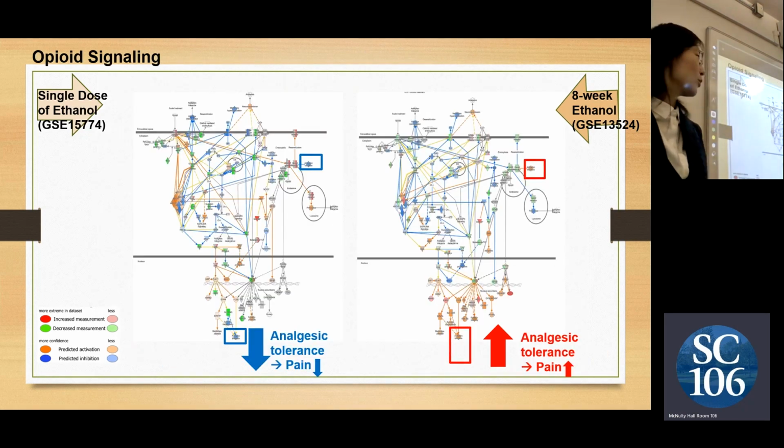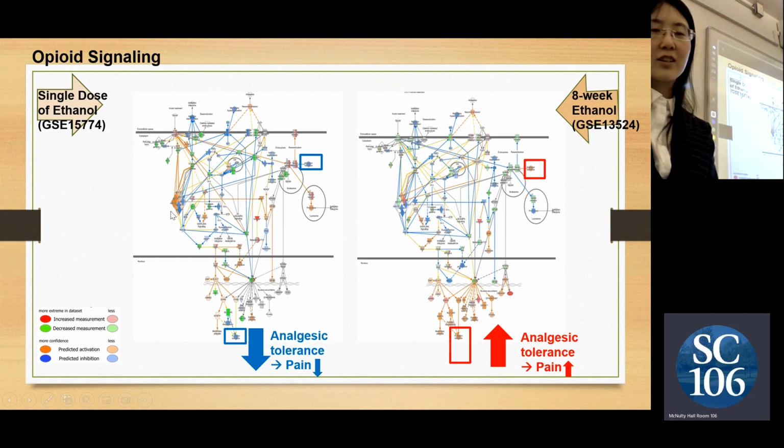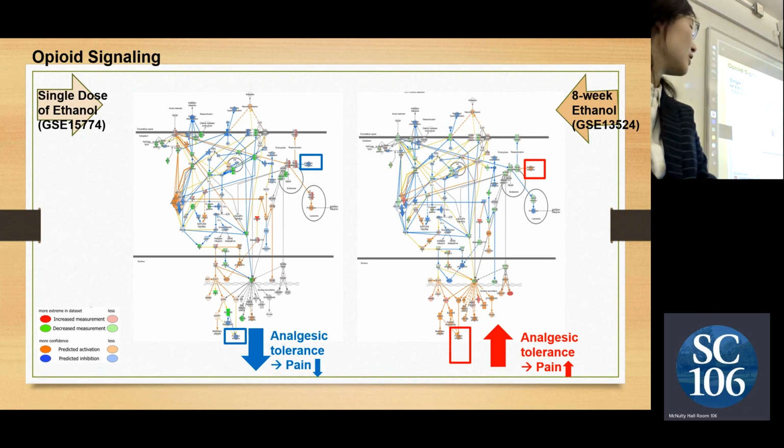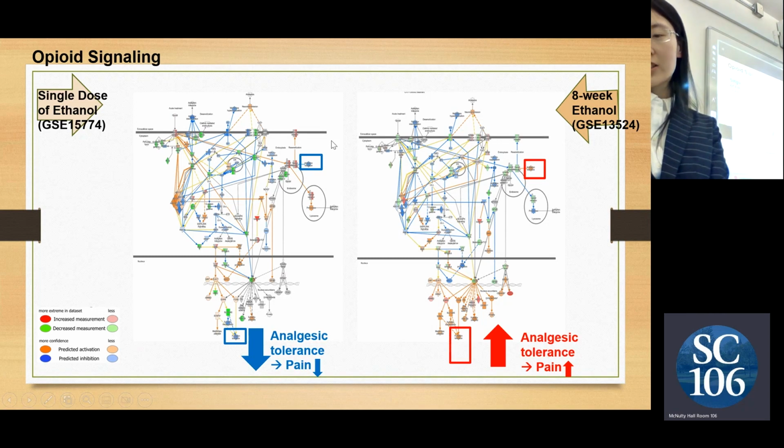The second pathway I'm looking at is the opiate signaling. Similarly, the single dose of ethanol can induce the inhibition of analgesic tolerance, which is another pain-related node. By decreasing the analgesic tolerance, the single dose of ethanol can decrease pain. In contrast, the 8-week chronic ethanol can increase that analgesic tolerance, which can increase pain.